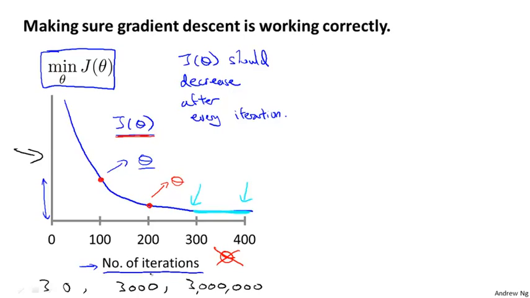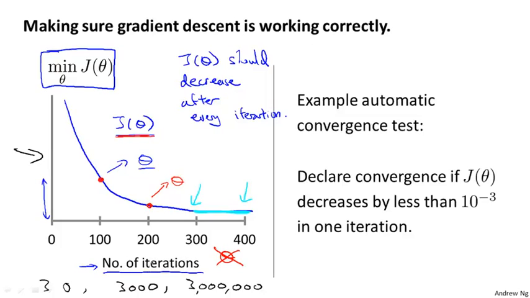It's also possible to come up with automatic convergence tests, namely to have an algorithm try to tell you if gradient descent has converged. And here's maybe a pretty typical example of an automatic convergence test. Such a test may declare convergence if your cost function J of theta decreases by less than some small value epsilon, say 10 to the minus 3, in one iteration. But I find that usually choosing what this threshold is is pretty difficult, and so in order to check if gradient descent has converged, I actually tend to look at plots like this figure on the left, rather than rely on an automatic convergence test.